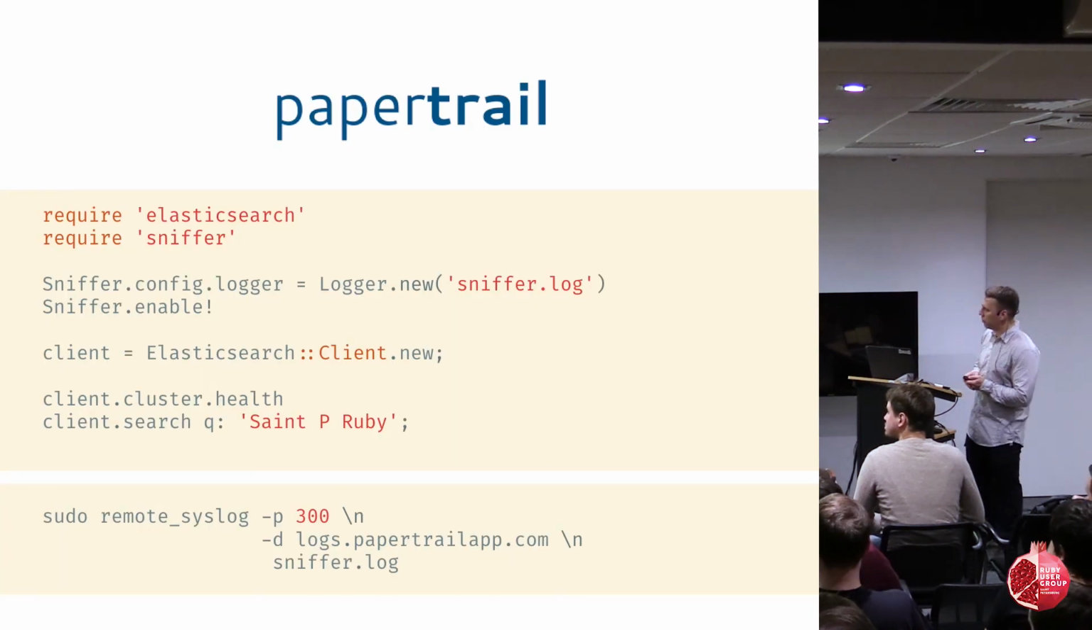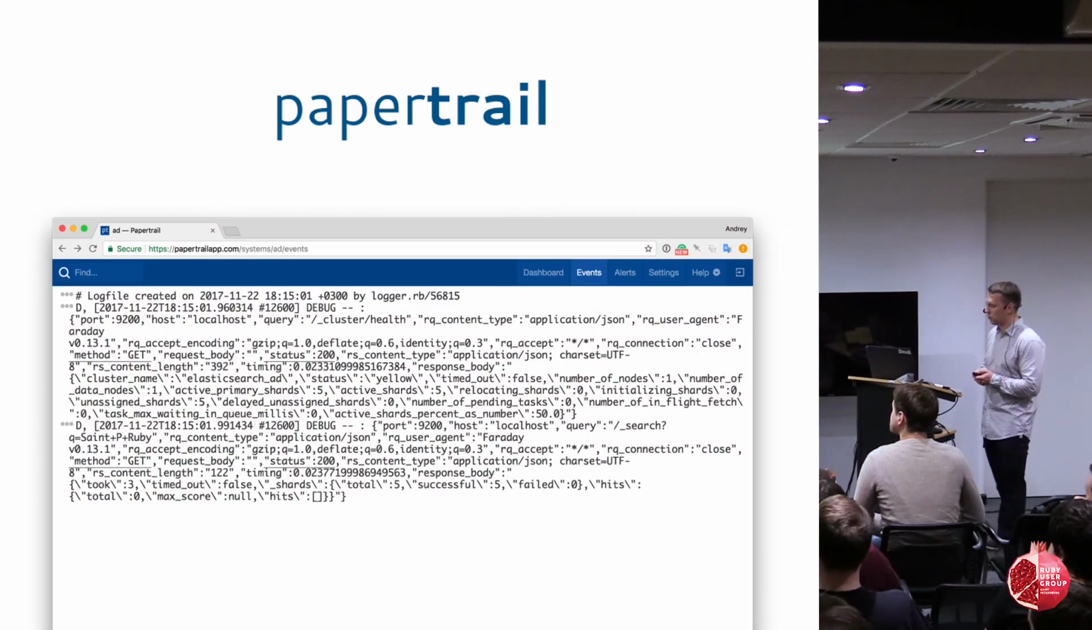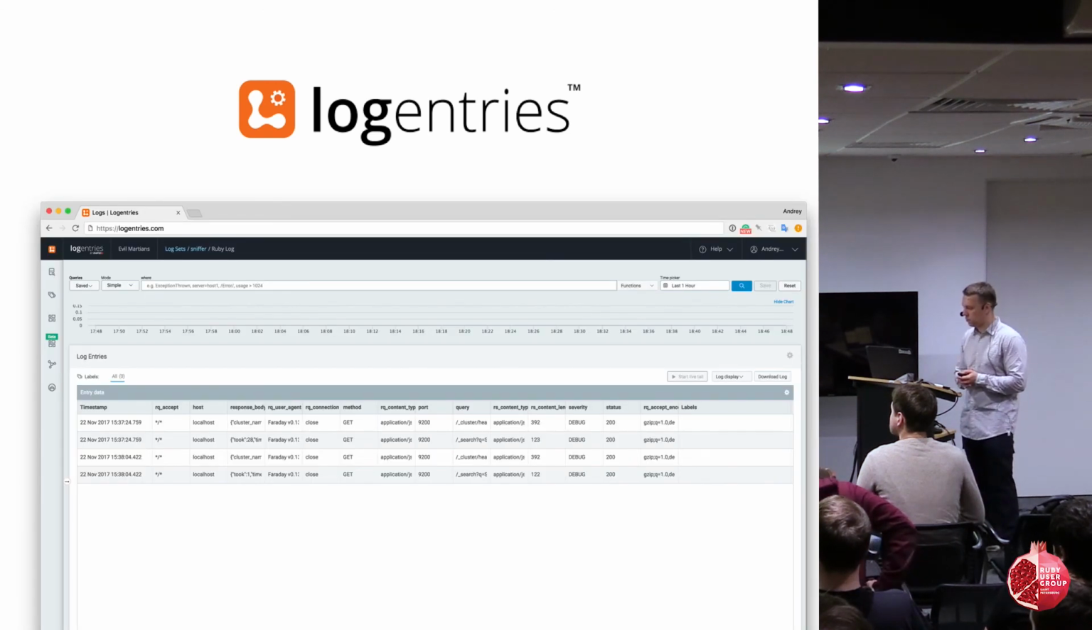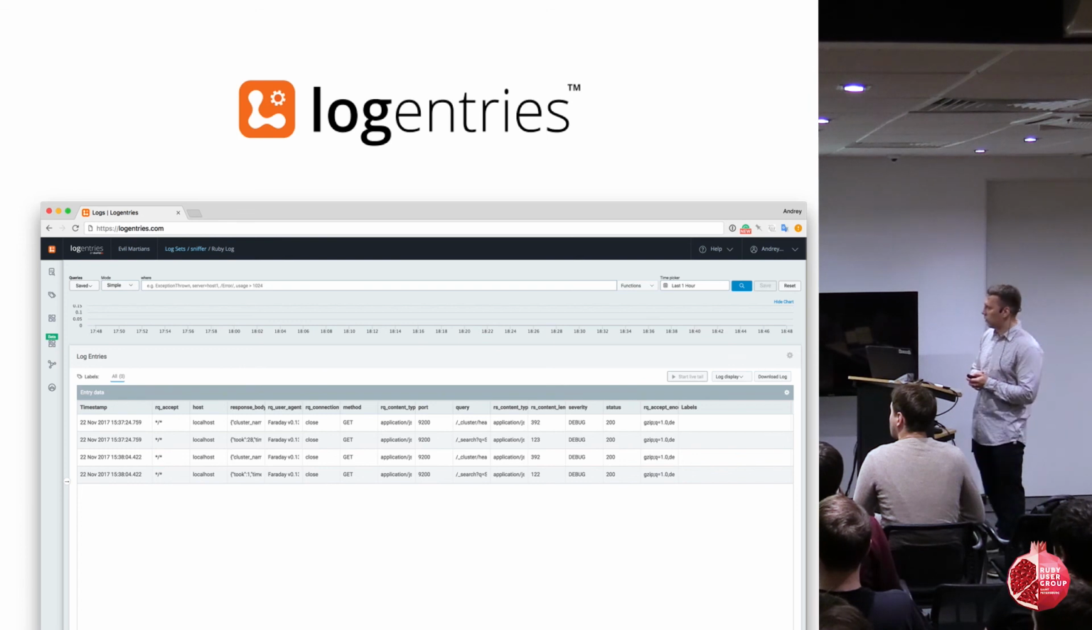For example, we may try to connect PaperTrail the following way, and we'll see the request in PaperTrail. It's less graceful. The log entries do all the same, but just changing the logger to a logger which creates log entries, and that's what we get as the result. I find it very pretty.